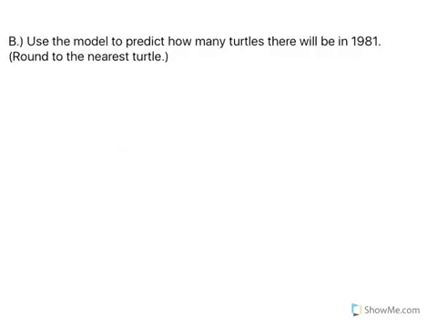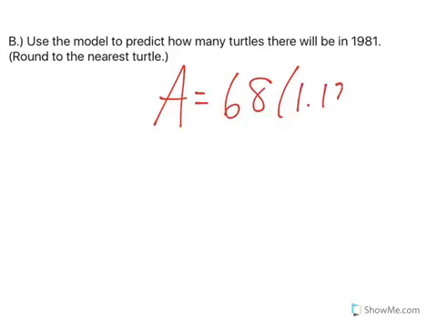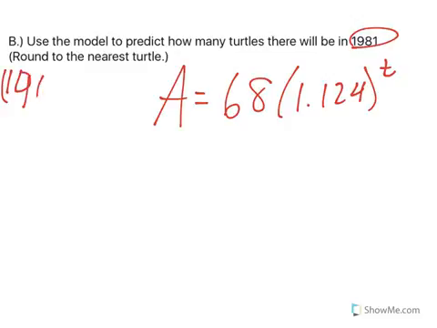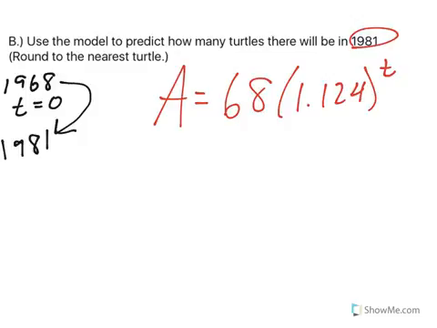We're going to use that growth model to predict how many turtles there will be in 1981. So again, my formula, because it's always good to have the formula, this is what we're using. But what do I type in for the years? Well, recall we started in 1968. So in 1968, we know that t is 0. That's our initial time. So in 1981, how many years have passed between 68 and 81? We know that the time is 13.